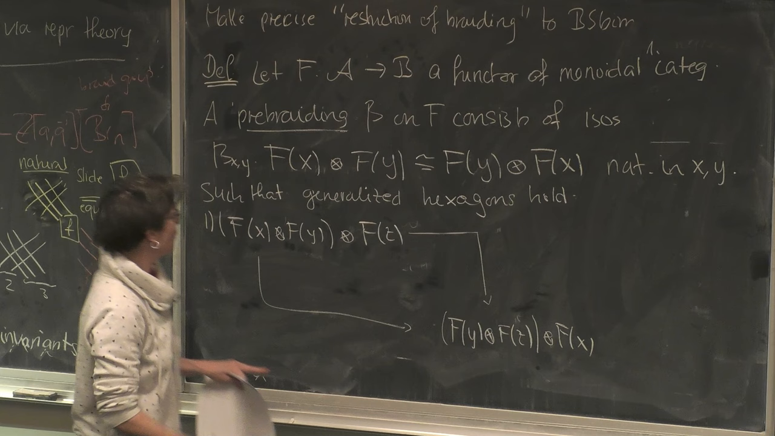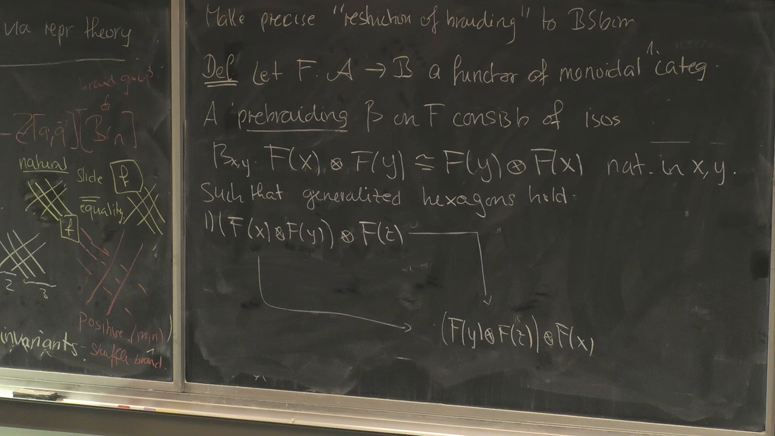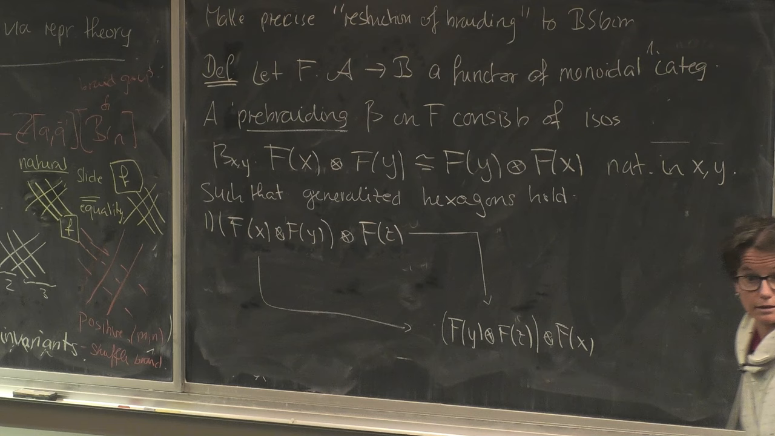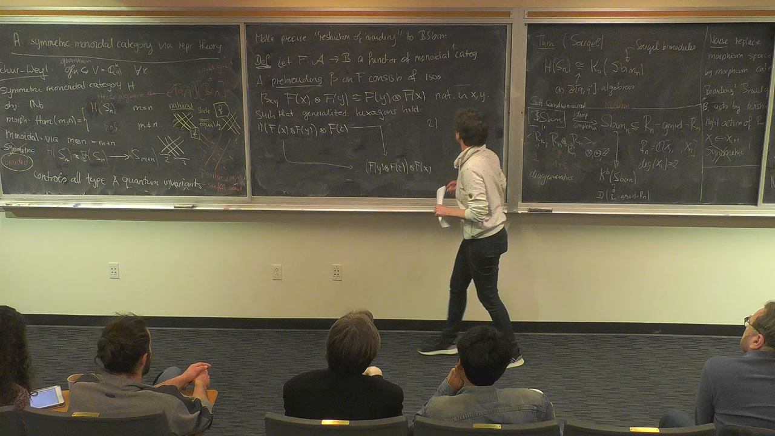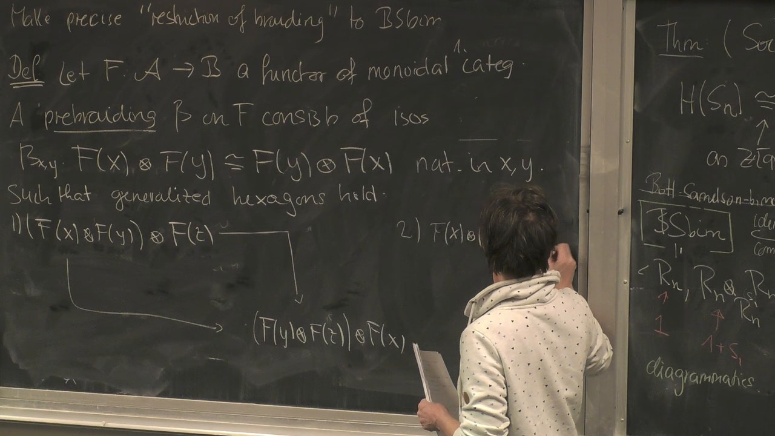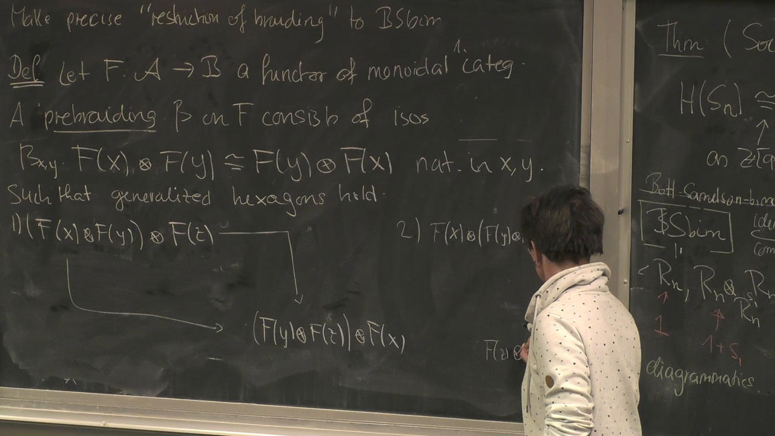Or you swap these two guys, and then you swap these, because you have F of z times F of y times F of x. I want to move this guy to the right. And then the second thing is you can move this guy to the left. So, F of x tensor F of y tensor F of z, and then I go to F of z tensor F of x tensor F of y.